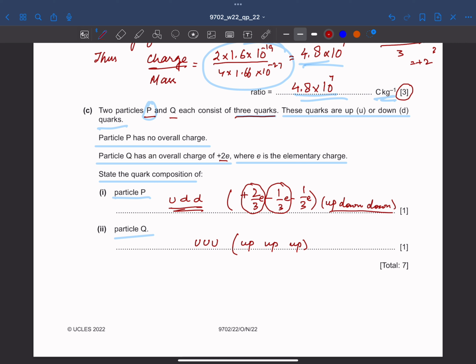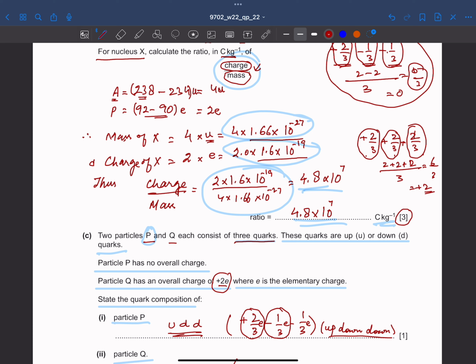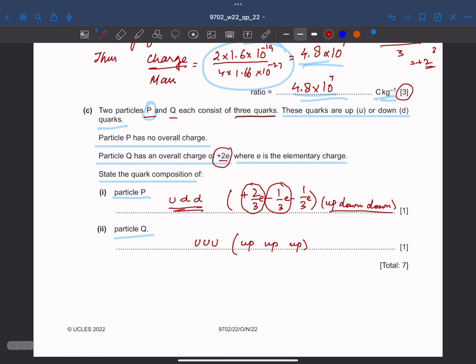Similarly for Q, if you have 2e, you have to calculate something which gives you plus 2e. So when you write in this way, plus 2 over 3 plus 2 over 3 plus 2 over 3, ultimately you will get plus 2, and of course you have e as well. So simply it means that when you have this combination up up up, then you can get the charge of Q as plus 2e. So be careful, and of course this is the ultimate result of your charge.